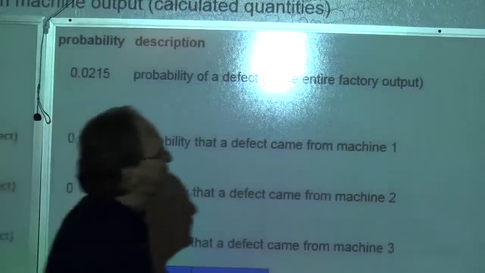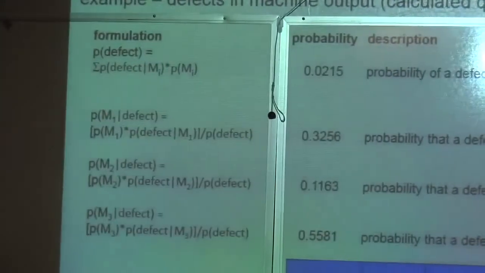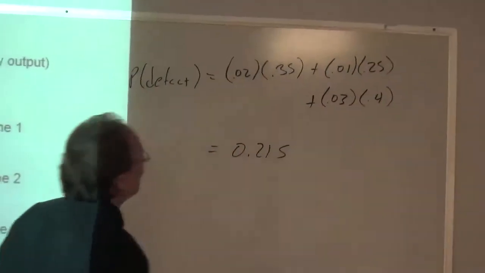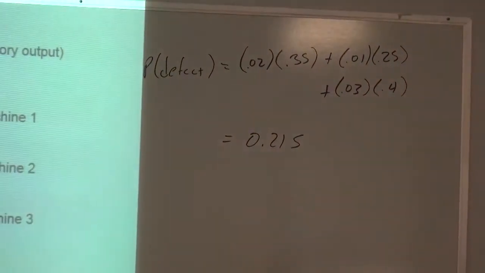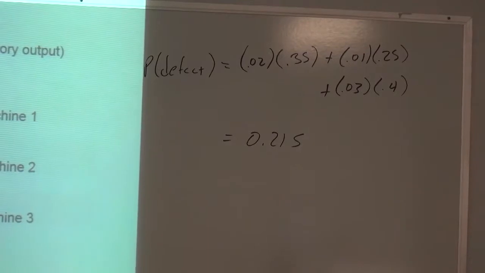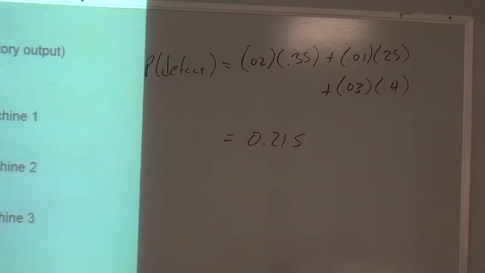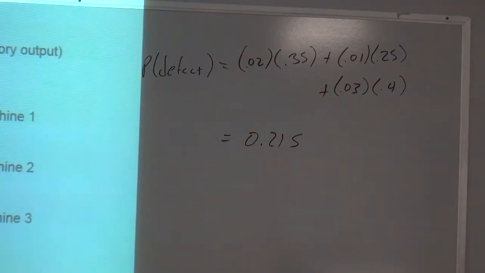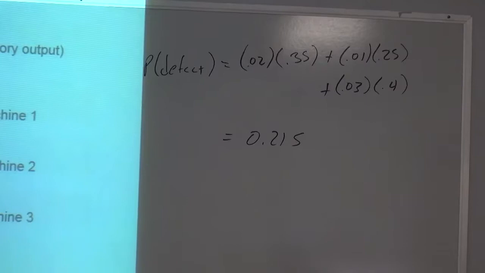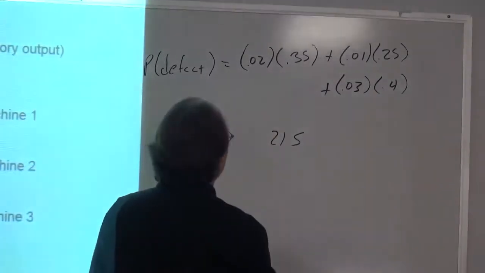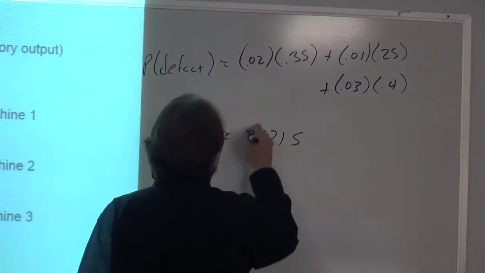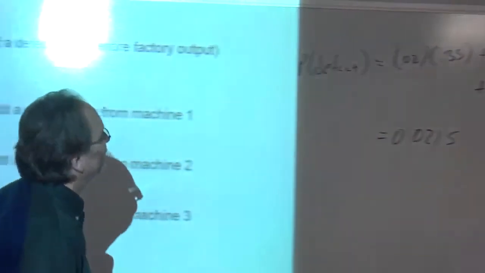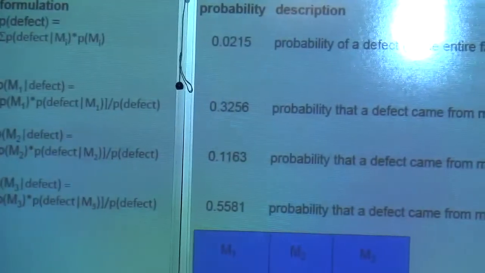So the overall defect rate for the factory is about 21%, 21.5%. No, 2.1%. Oh yeah, 2.1. I wrote it down wrong. 2.1%. Thank you. Yeah.